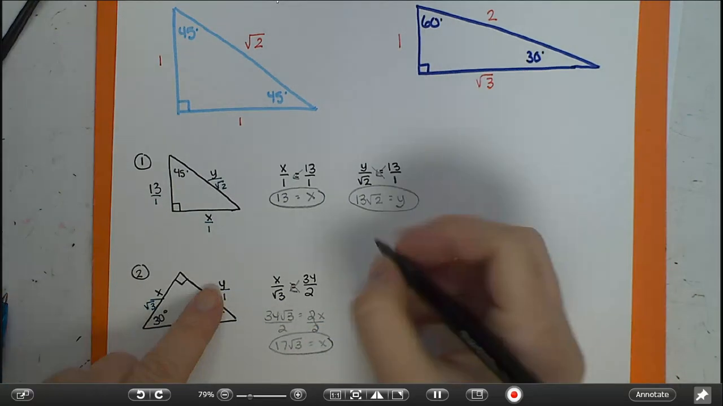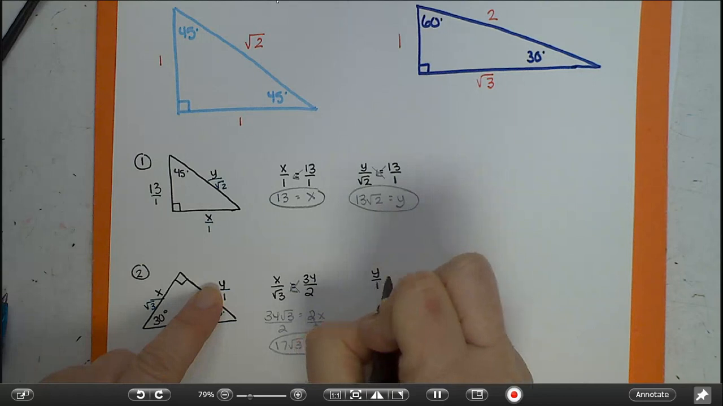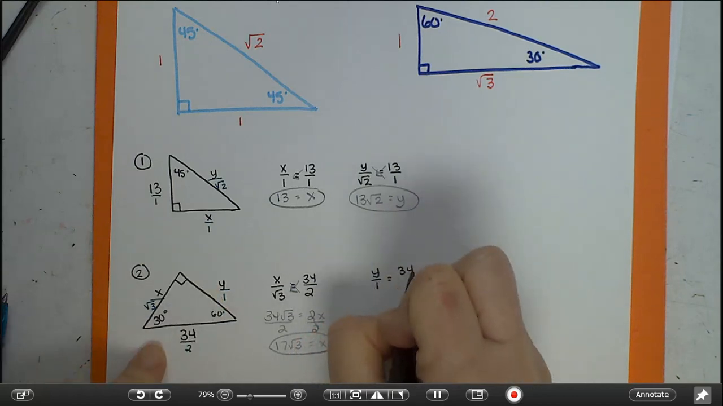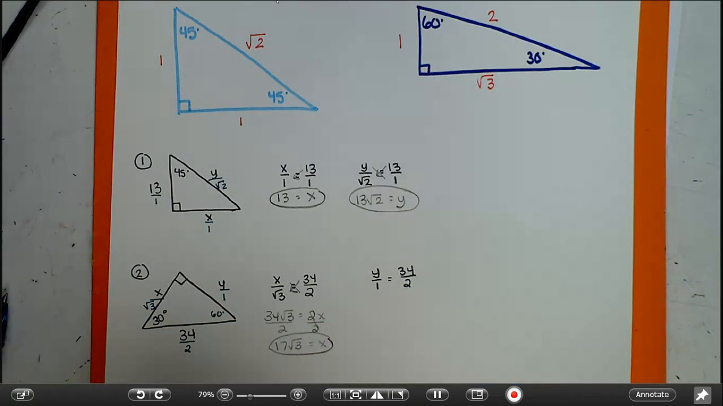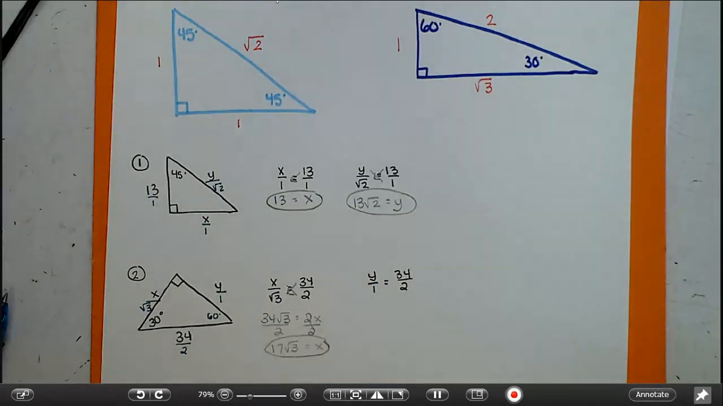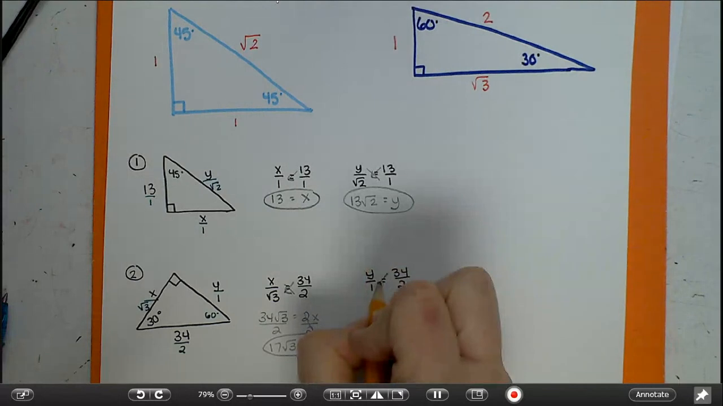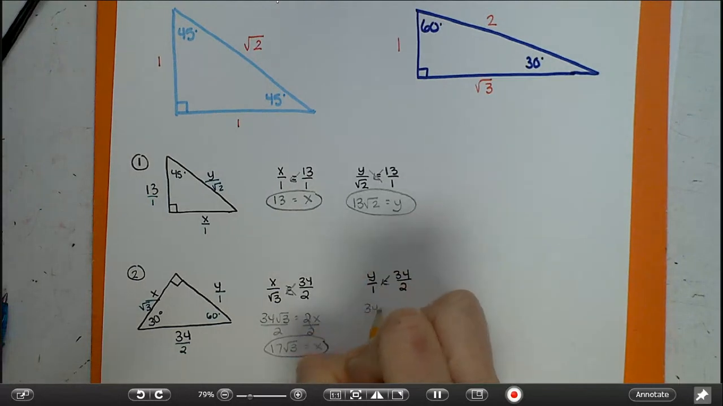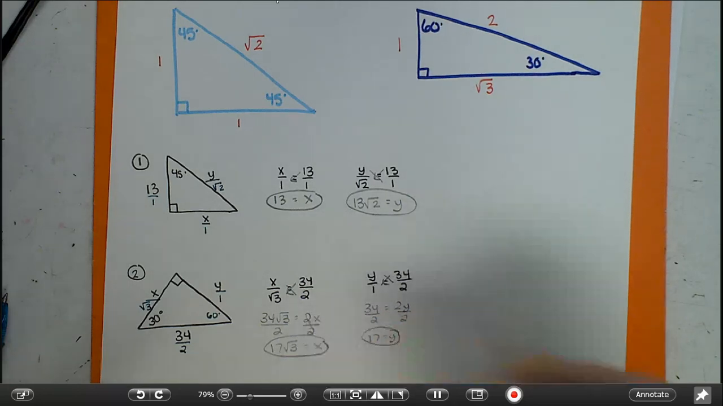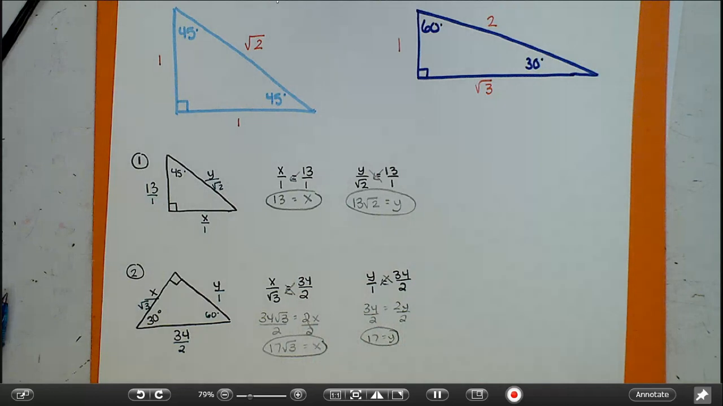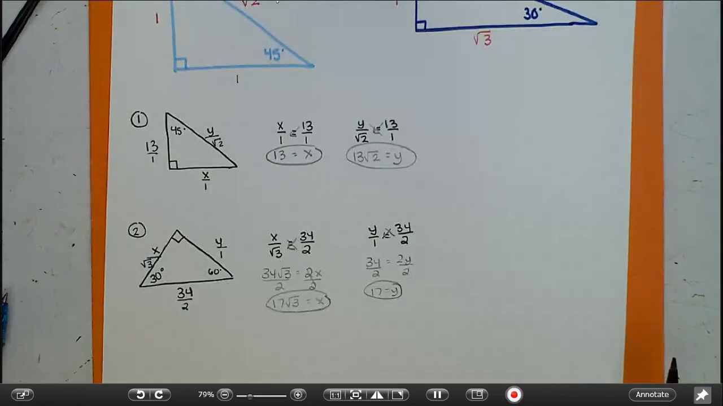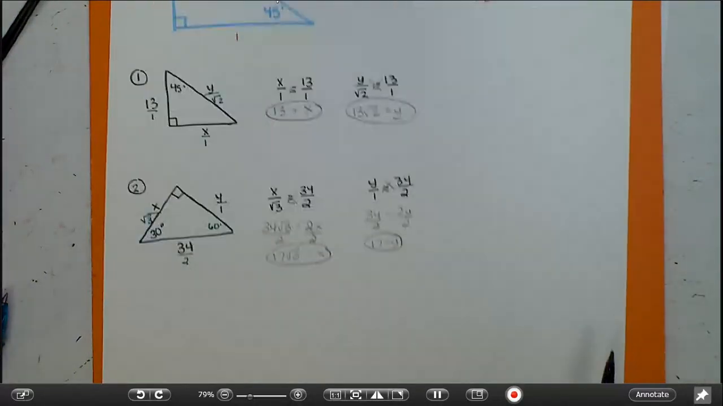Same process for y. y over 1 equals 34 over 2. Now again, we could just simplify 34 over 2 to 17, since y is over 1. y will be 17. But if you want to see the whole process with cross multiplying, I'll do it. So y is 17. Okay. Let's look at another example.